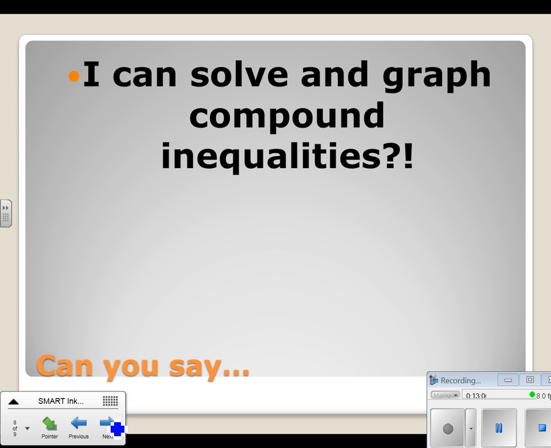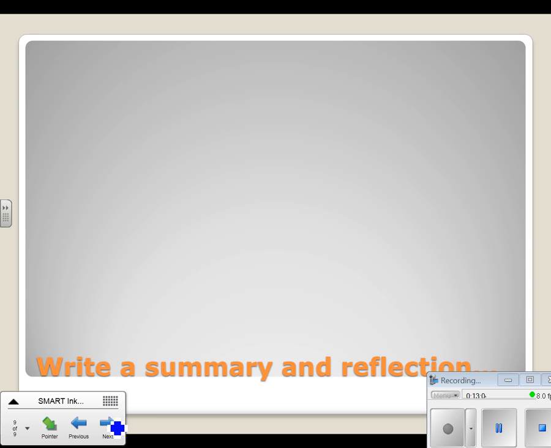Can you say I can solve and graph compound inequalities? Write a summary reflection and be prepared with any questions for the work time in class.